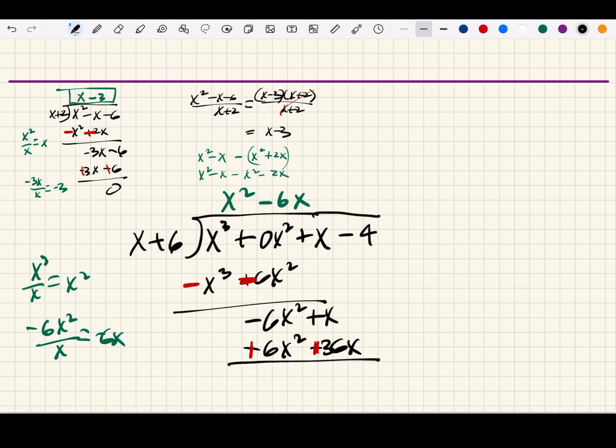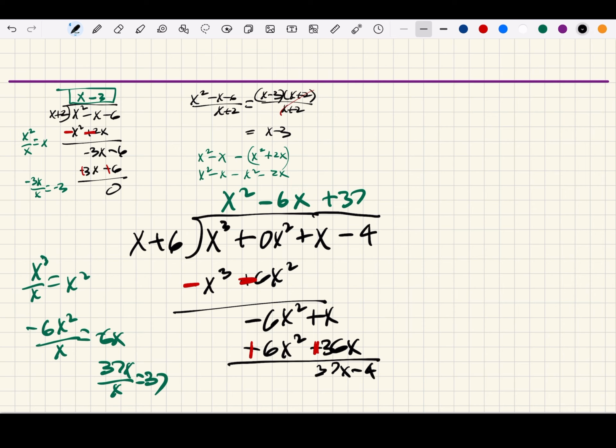The 6x squares cancel. We have 37x. This thing's blowing up fast. Doesn't look to me like it's going to go in evenly. Bring down the minus 4. 37x over x is 37, so I'm going to put plus 37.